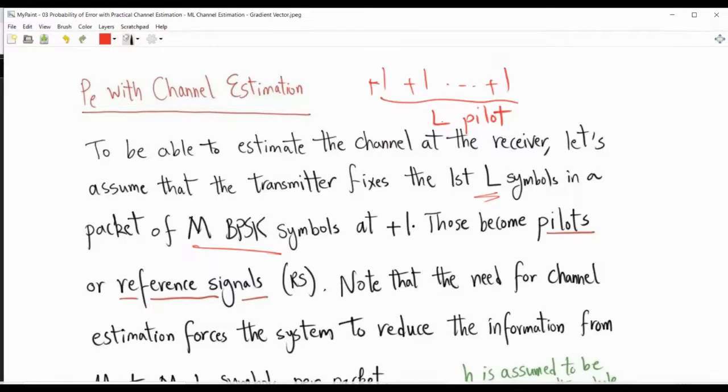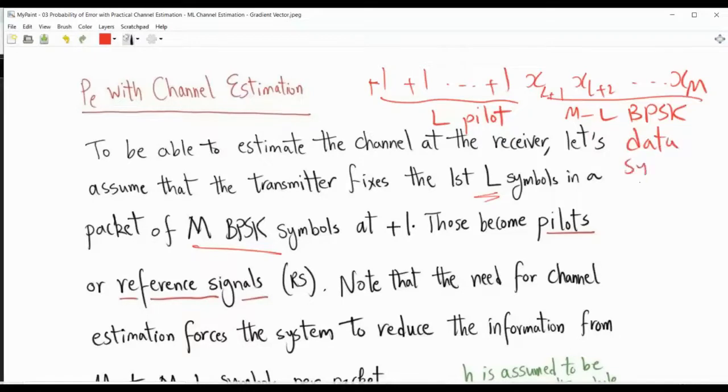By the end of the day, channel estimation is done so that you are able to detect the actual data. So then we will transmit data: X_{L+1}, X_{L+2} until X_M, and those are M minus L binary PSK information or data symbols.